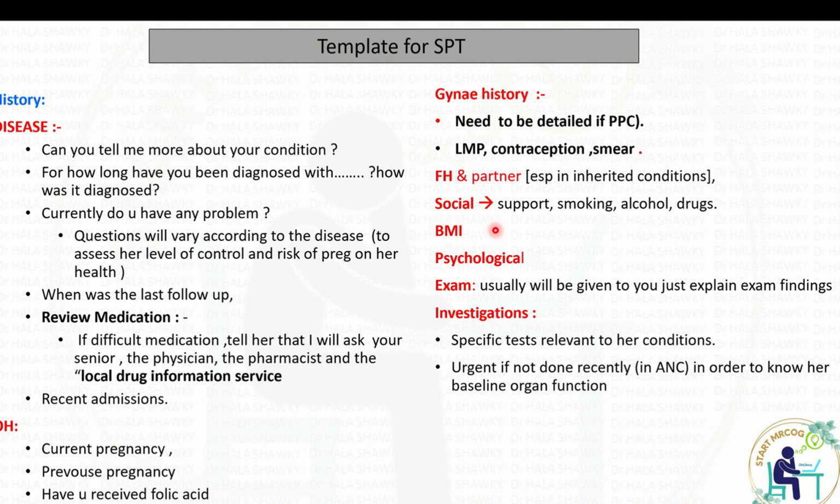And social support, smoking, alcohol, and drugs. BMI is a must. You need to know the BMI of every patient early in the station, because if the patient is obese, many questions will be added. Many precautions will be taken during her antenatal care. So please, if the BMI is not specified outside in the scenario, you should know that there is a trick in the scenario and this patient could be obese.